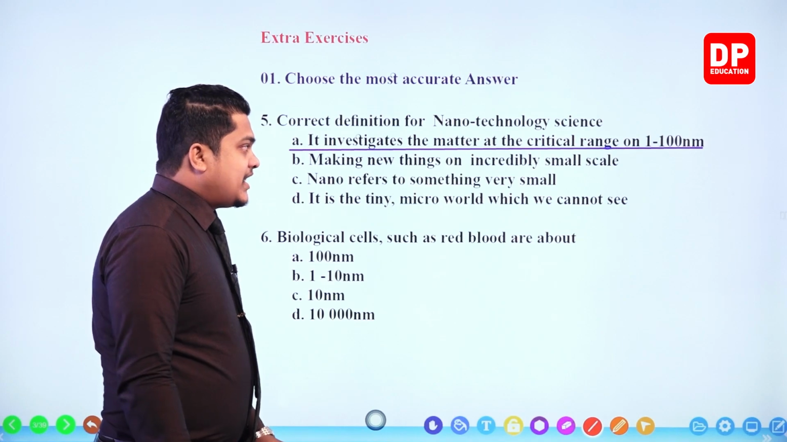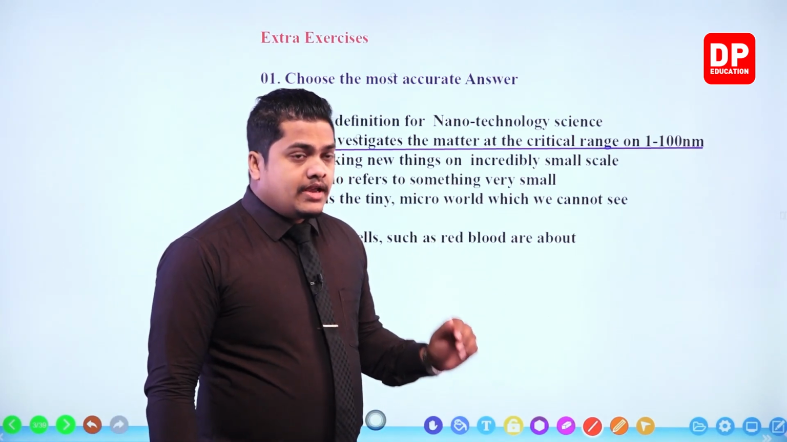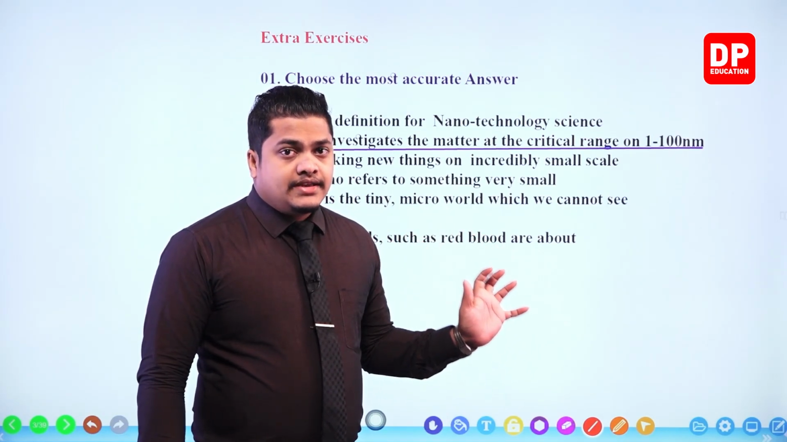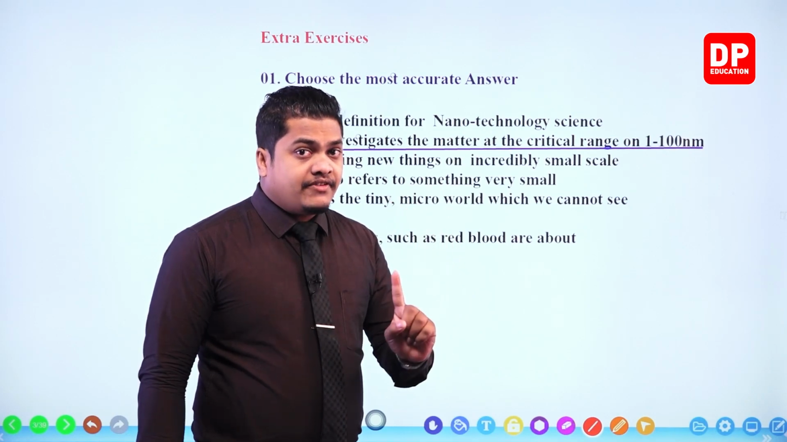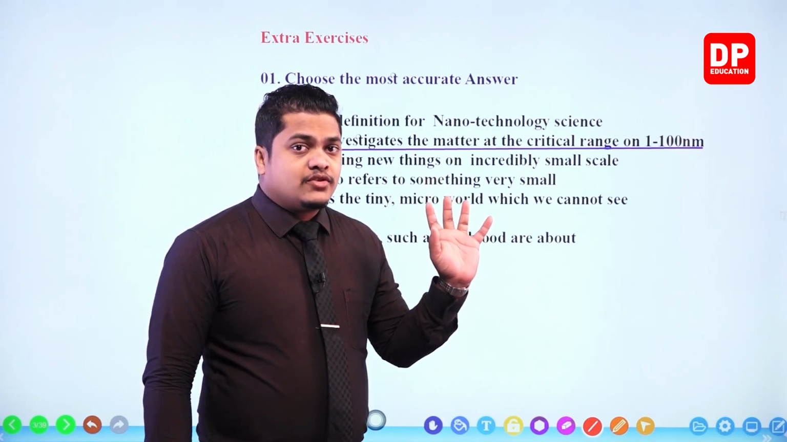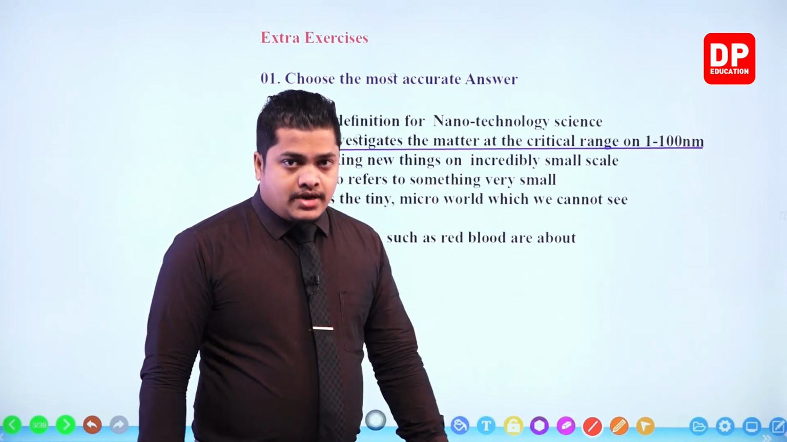Okay, so we know that it is a very small scale, we know that it is referring to a tiny world, and we know that here we are building machines at a tiny scale. However, the correct definition should be what? It is going to investigate the properties of matter at the critical range of 1 to 100 nanometers.